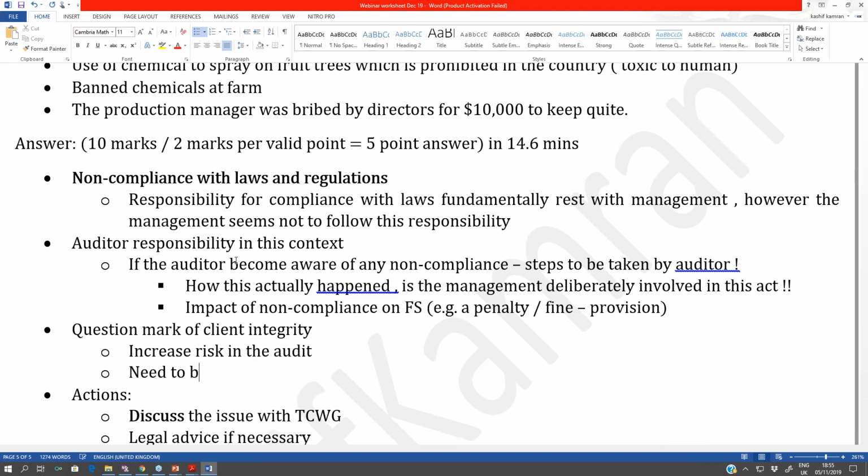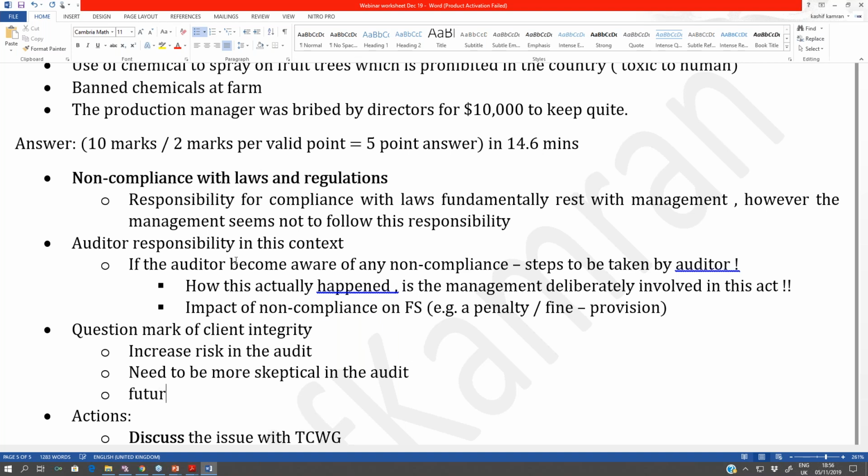Auditor needs to be more skeptical in the audit. Because if you think the management is involved in a wrongdoing, you need to become skeptical. You need to be more skeptical. You need to increase the risk in the audit. Because when you think the management is not demonstrating integrity, then all of a sudden the risk in the audit increases and you need to become more skeptical and you need to think about your future client relationships.